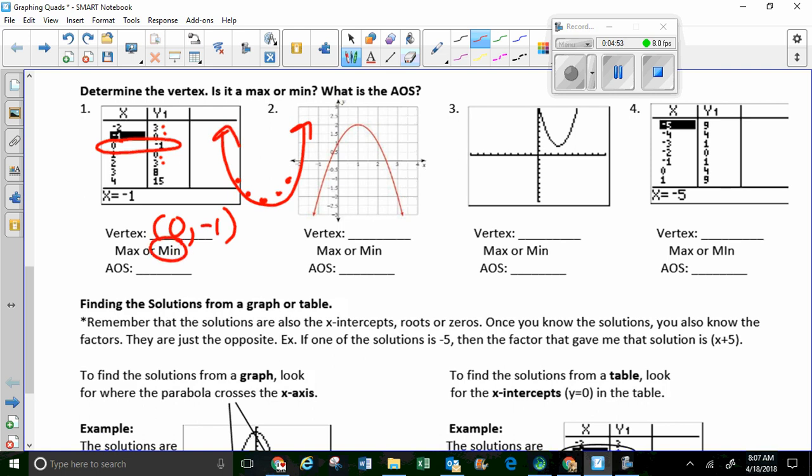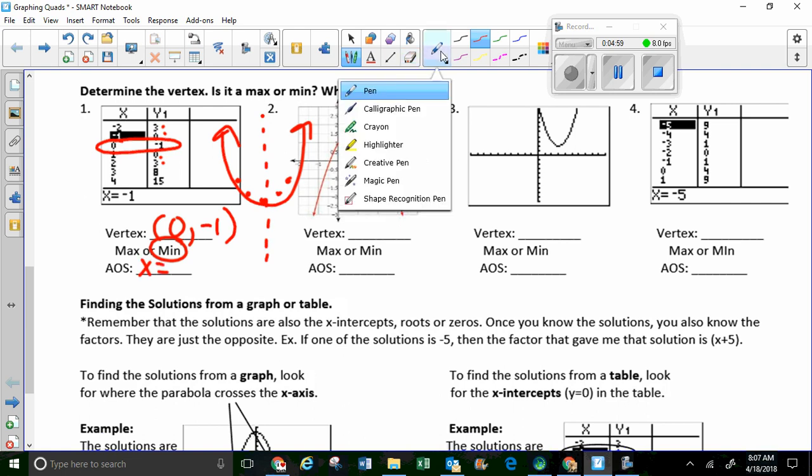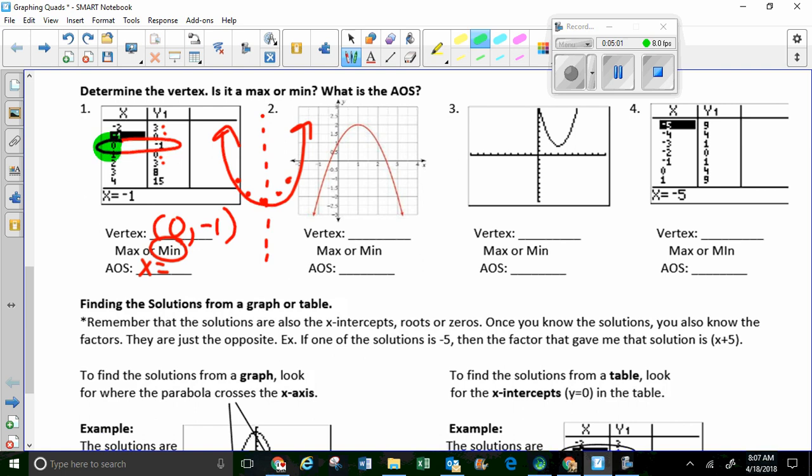And my axis of symmetry cuts right through the vertex, so it's x equals whatever the x value of my vertex is, right? And the x value of my vertex is going to be 0. So your axis of symmetry is 0. I'm not going to go over number 4 in this recording, so if you are still stuck, go back and listen to number 1 and let that help you with number 4.